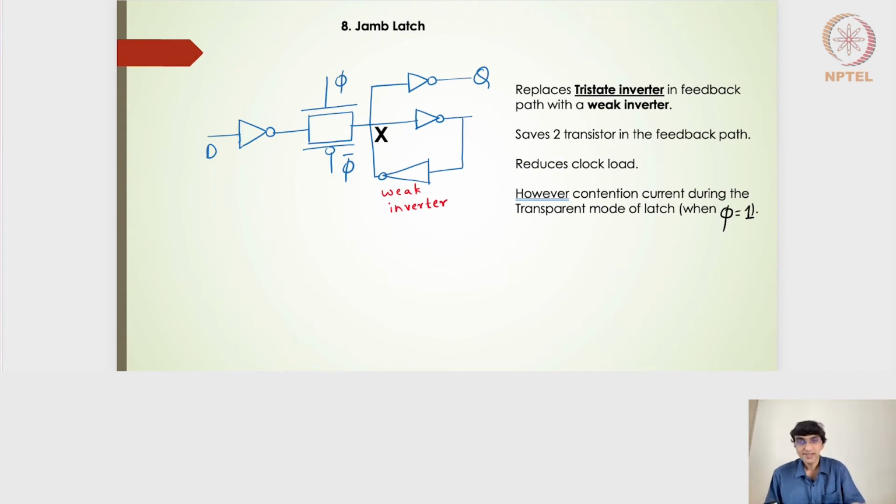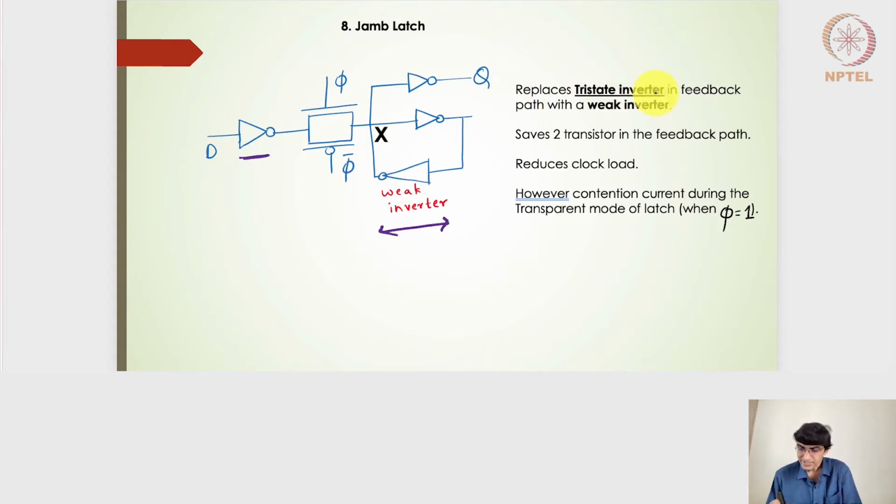Let's take a look at another latch. It is called the Jamb latch. So instead of the tri-state inverter, here we are using a weak inverter, right? And everything else remains the same. We have the inverter at the input side, we have the inverter at the output side. So it takes care of being insensitive to the input as well as the output noise.